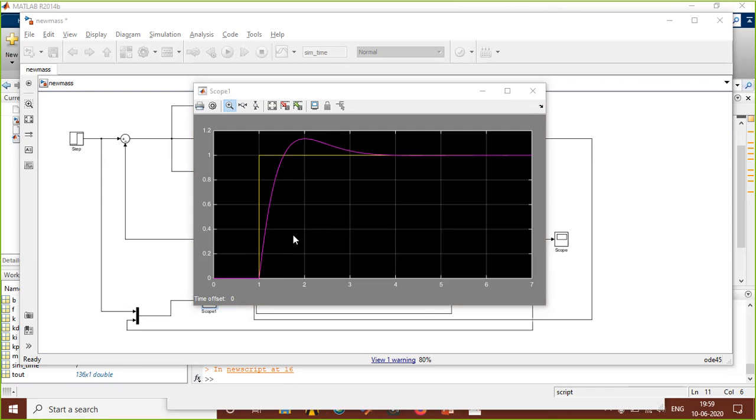And after some time, what happens? Your system will come to its normal position within 2 seconds. Within 2 seconds, your system is nearly coming to its stable position. Okay. So this is what we want to simulate today.